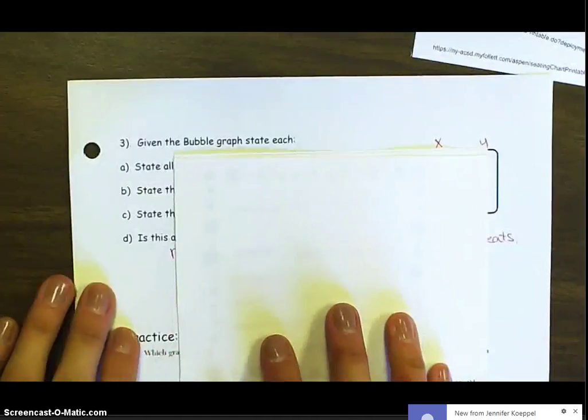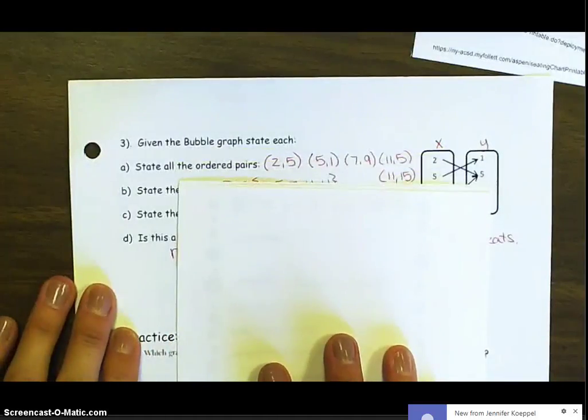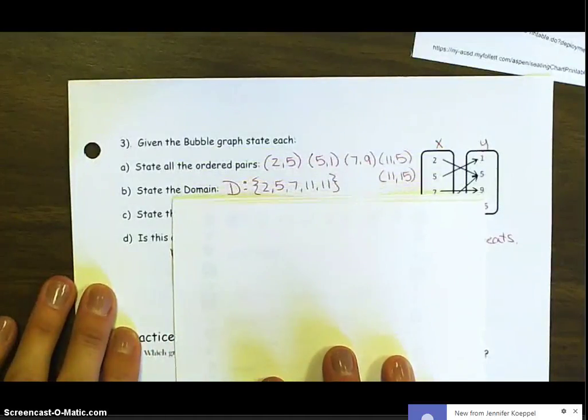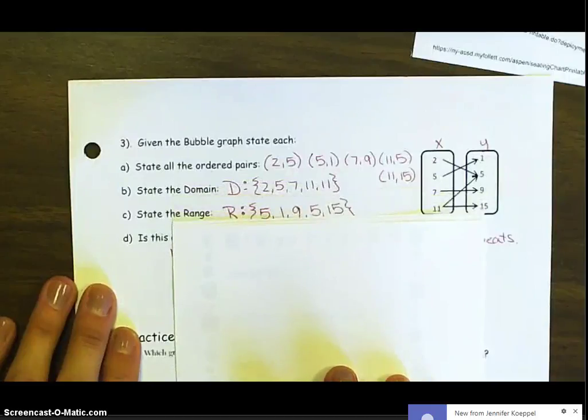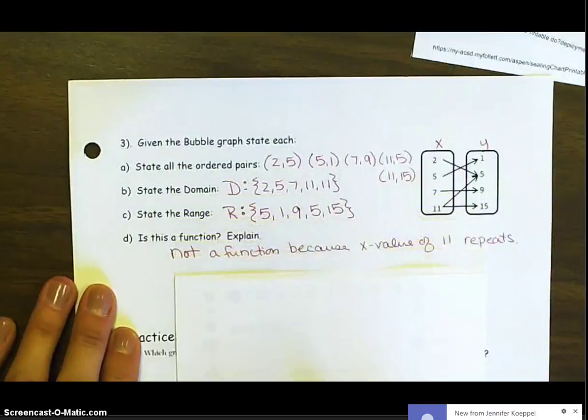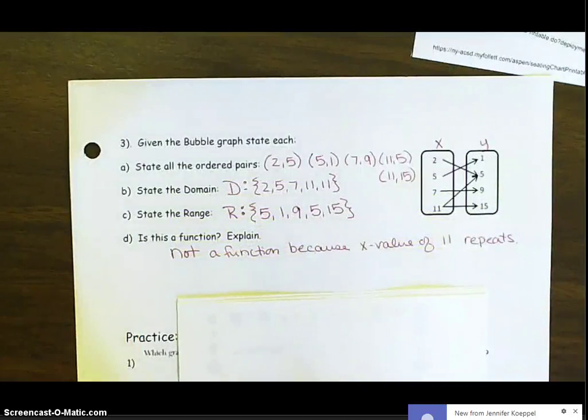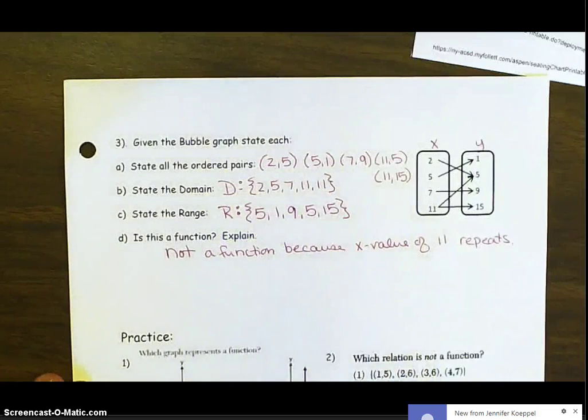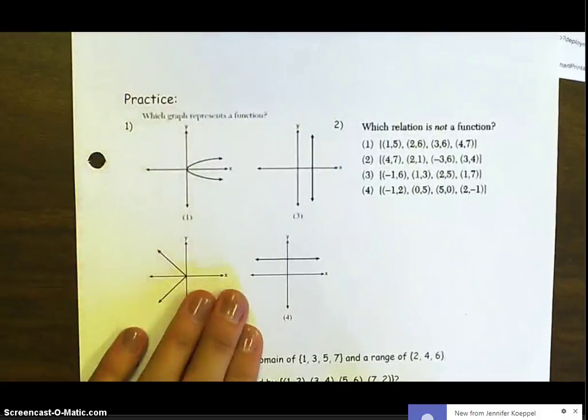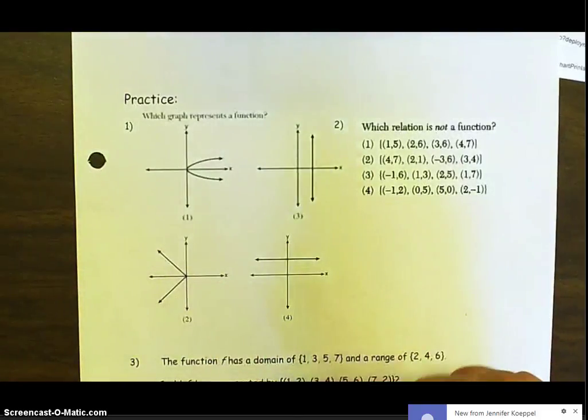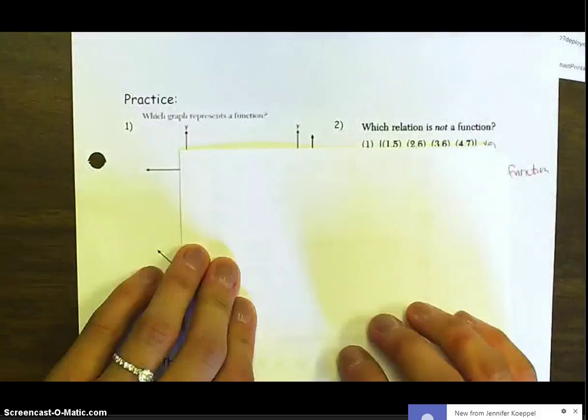All right, let's go ahead and take a look here. So we have our 5 points, the domain, your range, and is it a function? Not a function because the x value of 11 repeats. Okay, what I'd like you to do right now is go ahead and try questions 1 and 2 on your own, and then I'd like you to check your work. Number 3 we will do in class together.